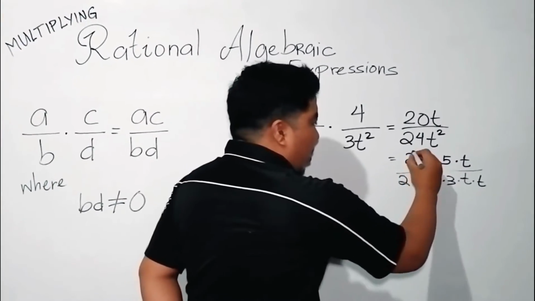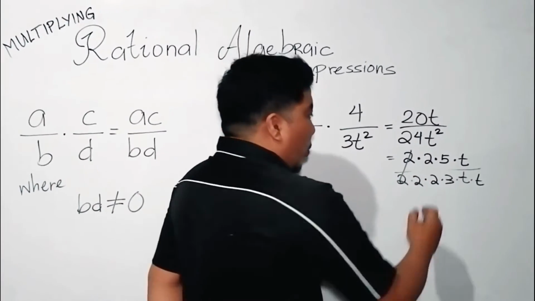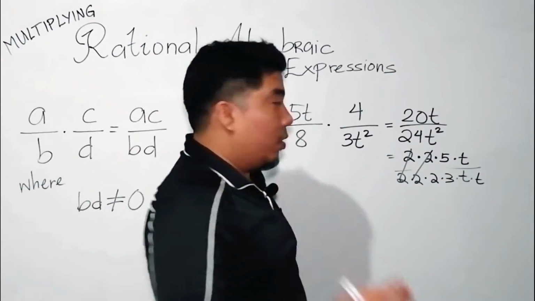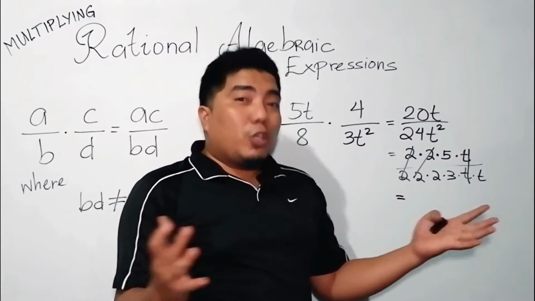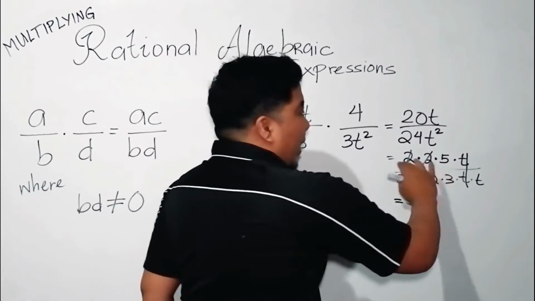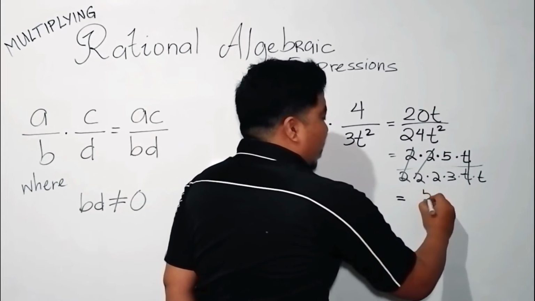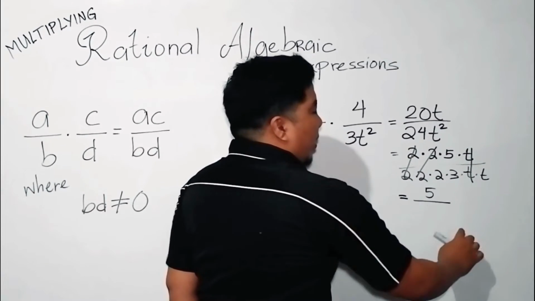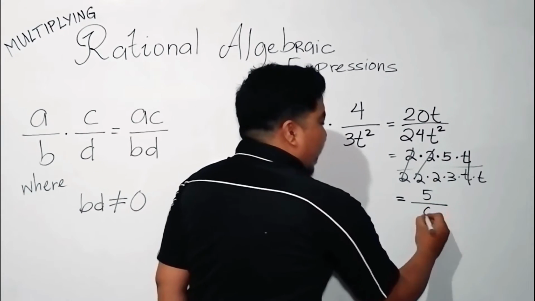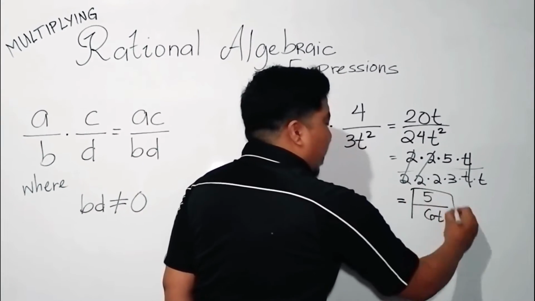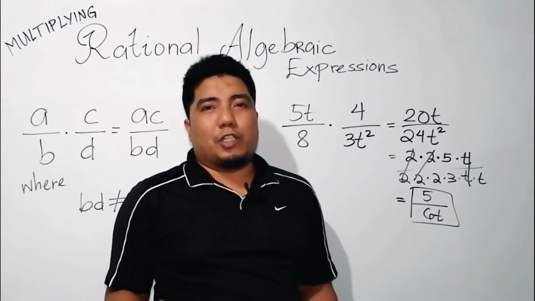So, we have here 2. We also have here 2. We also have here T. Okay. And then, you simplify the numbers. In the numerator, only 5 is the remaining number. In the denominator, we have 2, 3, and T. So, 2 times 3, that is 6, times T, 6T. And that will be your final answer.